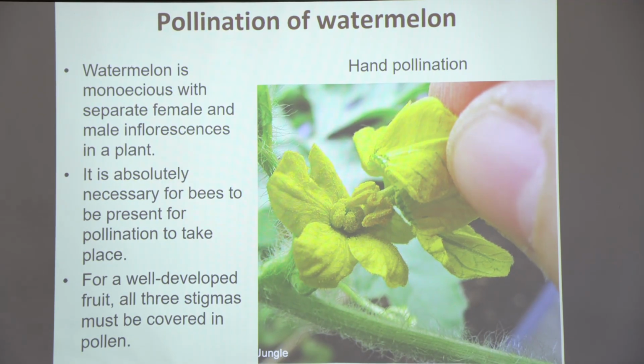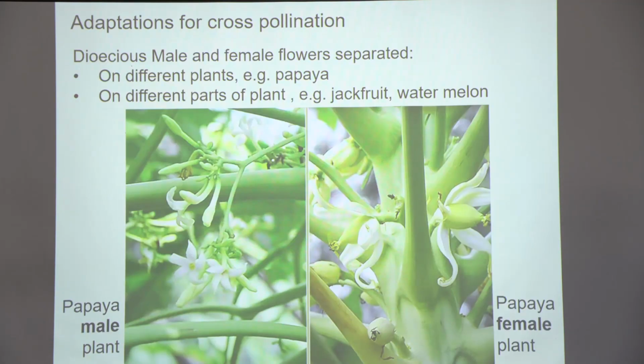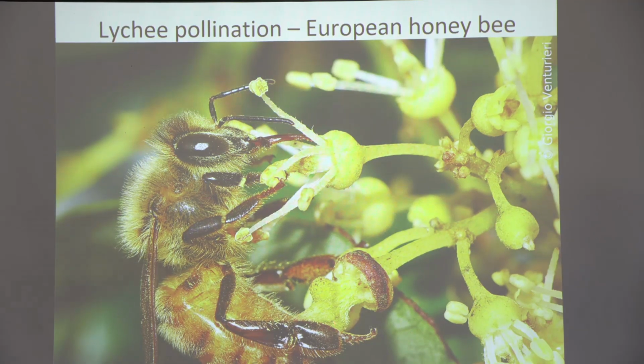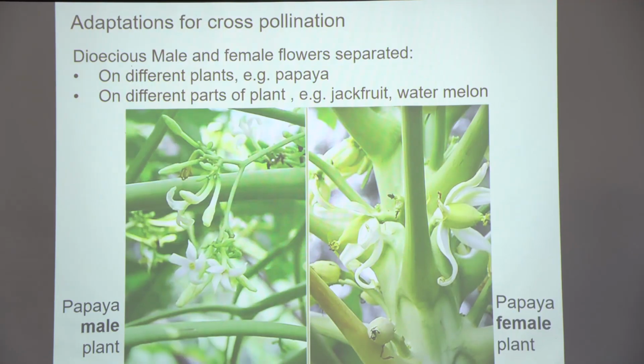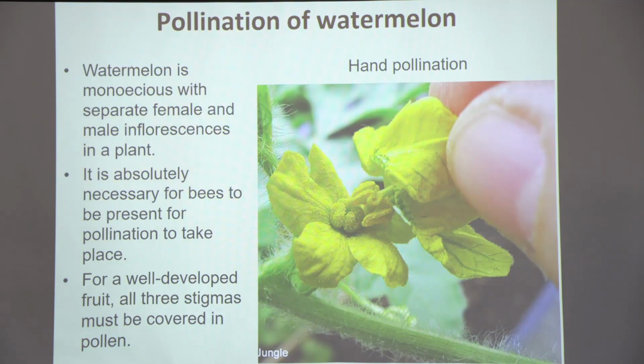Why would that be? Just hang on to that question. I'm just going to go back to lychee. Lychee contains one or at most two ovules. There's only one seed in a lychee. So in theory, you only need one pollen grain to pollinate that fruit. The more seeds you've got in that fruit, the more pollen grains you need.